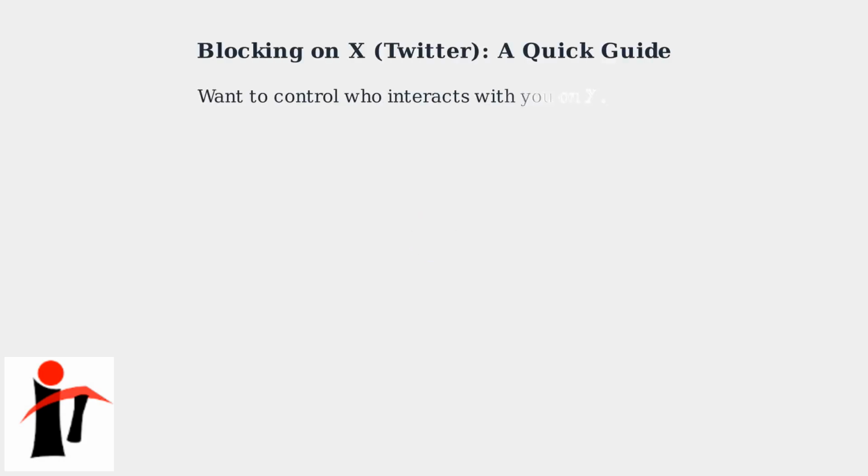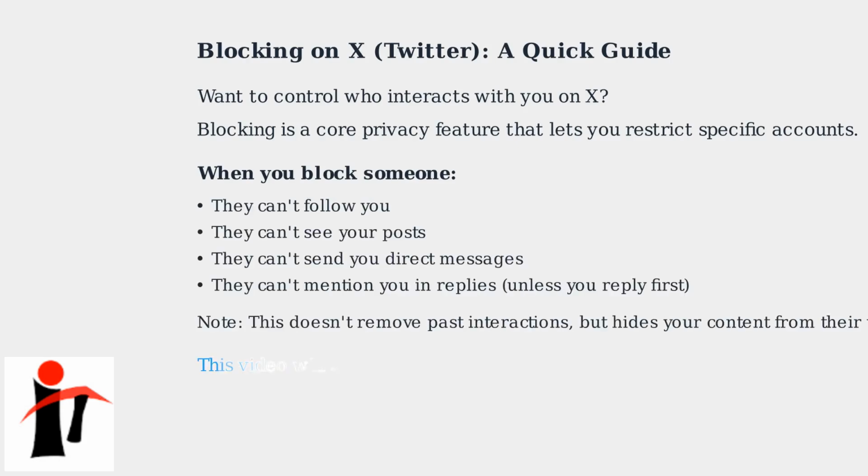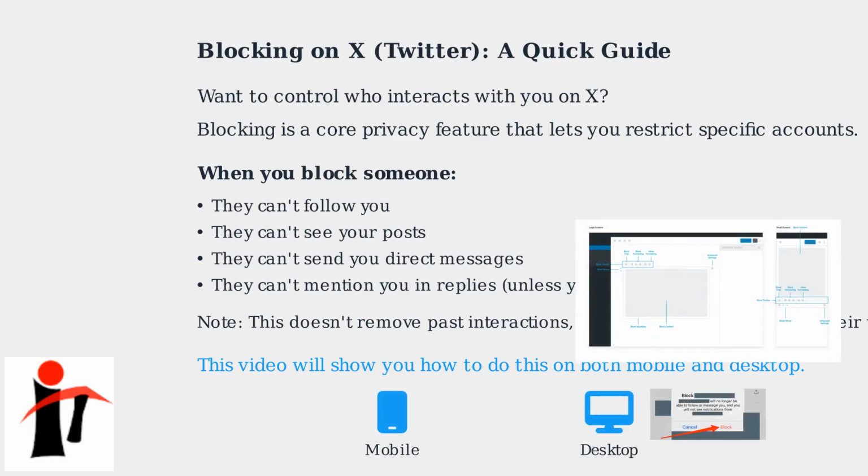Blocking on X, formerly Twitter, is a core privacy feature that lets you control who can interact with you. When you block someone, they lose the ability to follow you, view your posts, send direct messages, or mention you in replies unless you initiate the conversation. Past interactions remain but are hidden from their view. This guide will walk you through how to block accounts on both mobile and desktop platforms.